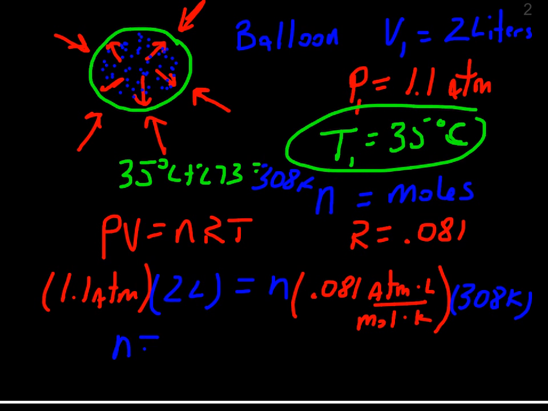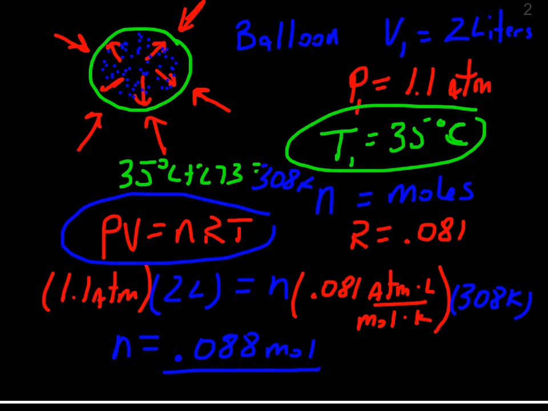n then is going to be equal to 1.1 times 2, divided by 0.081, and divide that again by 308. And it's going to tell me that I have 0.088 moles of gas sitting in the balloon. So the number of little blue dots that I have sitting in there equates to 0.088 moles. All right? Whenever you have a problem that deals with moles and gas laws, you're going to be using that equation.